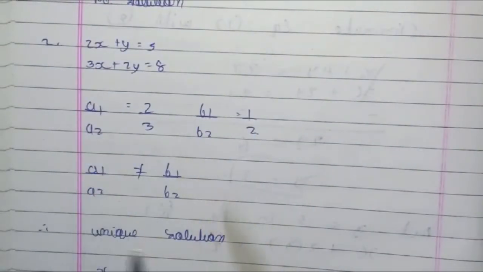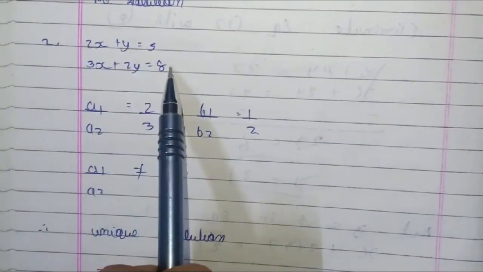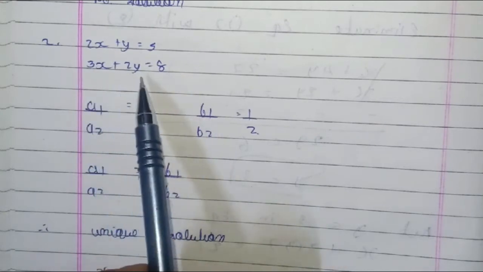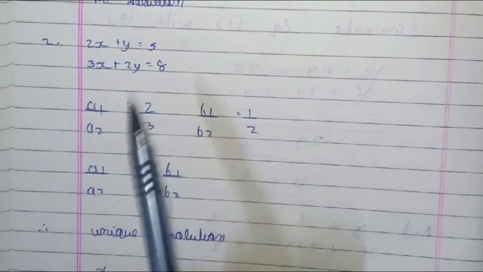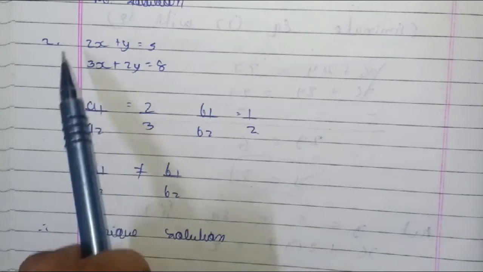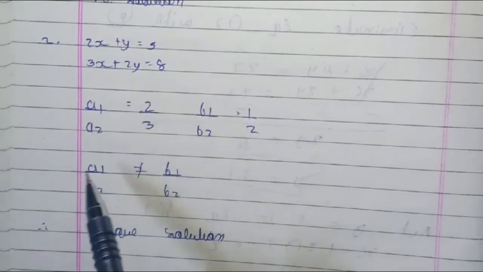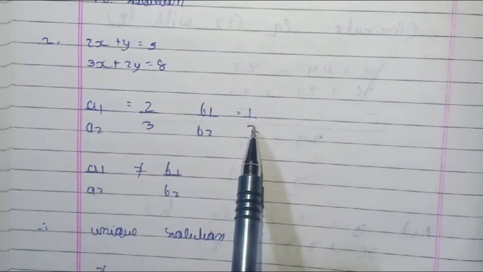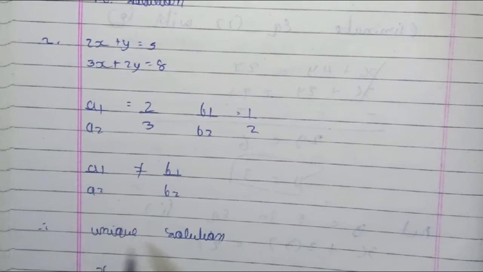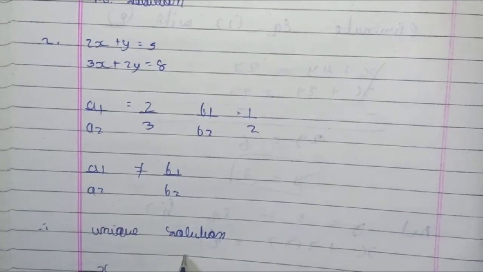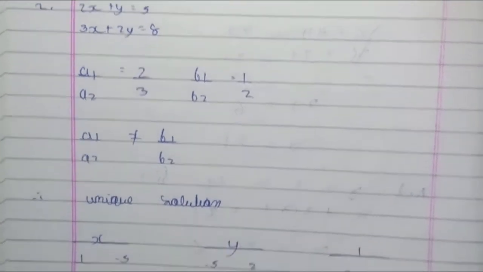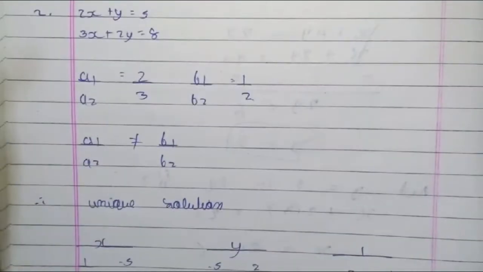Now question number 2. 2x plus y is equal to 5 and 3x plus 2y is equal to 8. So first we check a1 by a2 is equal to 2 by 3, b1 by b2 is equal to 1 by 2, and we see that a1 by a2 is not equal to b1 by b2. So we know that there is a unique solution, which means they have a solution. So let us start with the cross multiplication method.